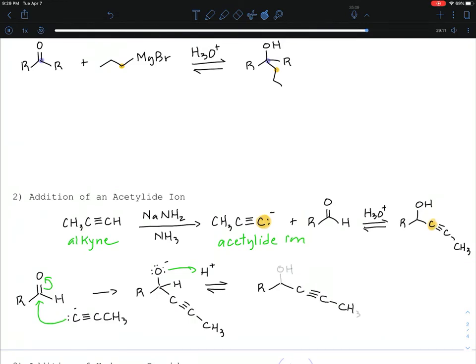If you're wondering why I'm drawing this in a straight line, it's the triple bond there. The bond angle is 180 degrees.